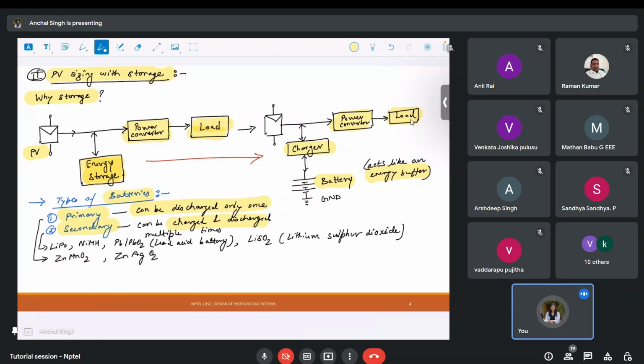A few examples of primary cells are zinc manganese oxide, zinc silver oxide, etc. And a few examples of secondary cells are lithium polymer, nickel metal hydride, lead acid batteries, lithium sulfur dioxide, etc. So these are the two kinds of batteries. Since in our PV application we will be continuously charging, discharging, with multiple cycles, right? Therefore, for our PV applications, without any thought, we have to go for a secondary kind of battery. Okay.